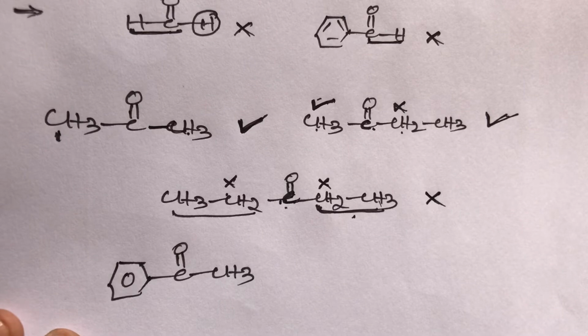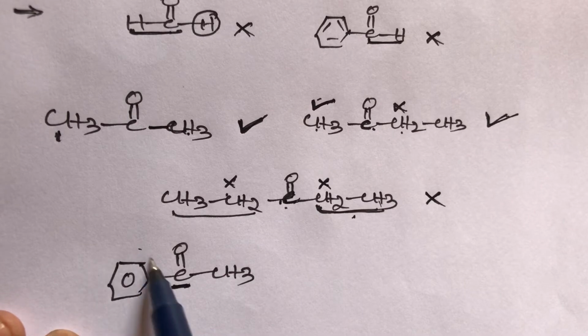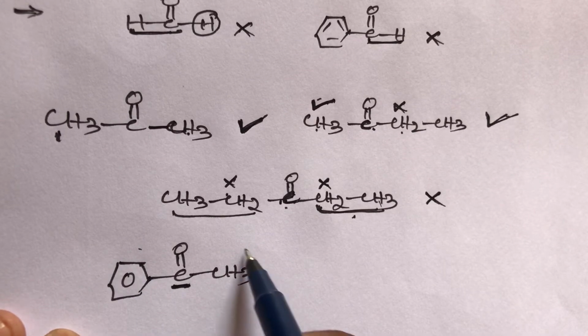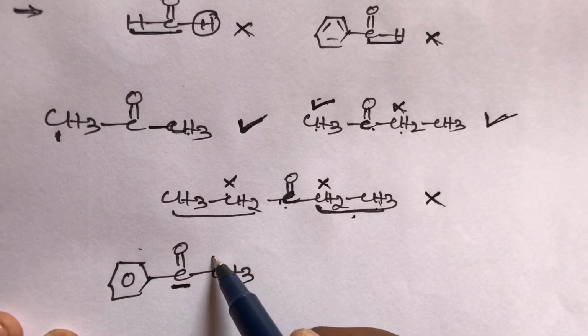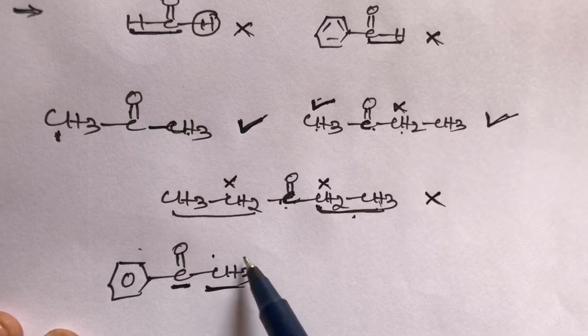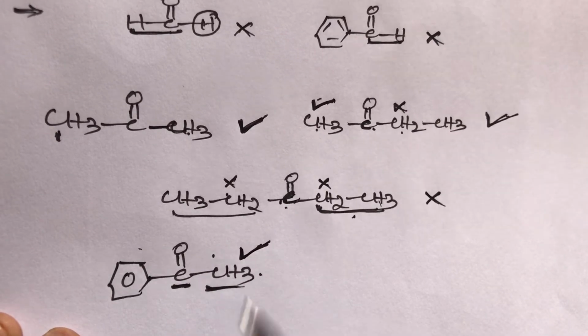COCH3. What about this compound? This is acetophenone. The keto group is directly connected with a phenyl group on the left-hand side and a methyl group on the right-hand side. At least one methyl group is required. Here the right-hand side has a methyl group, so it gives a positive iodoform test.